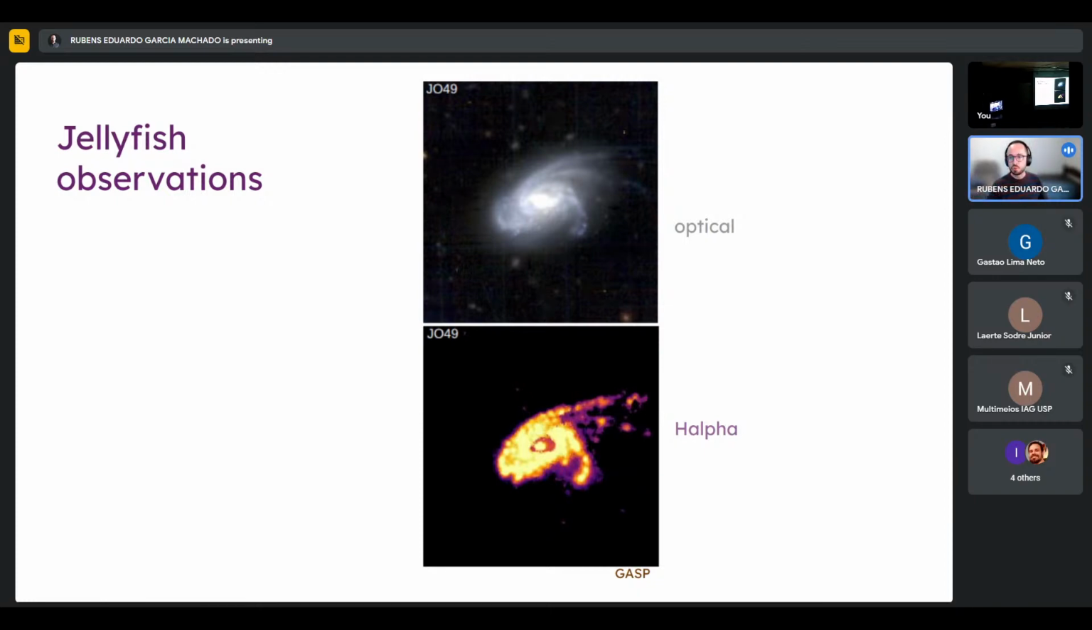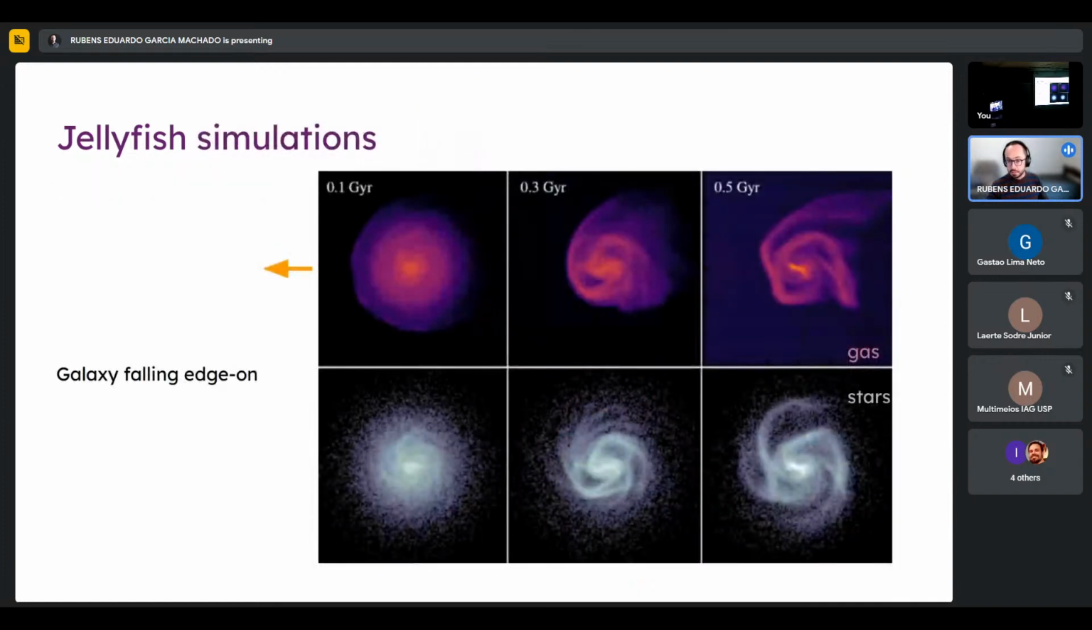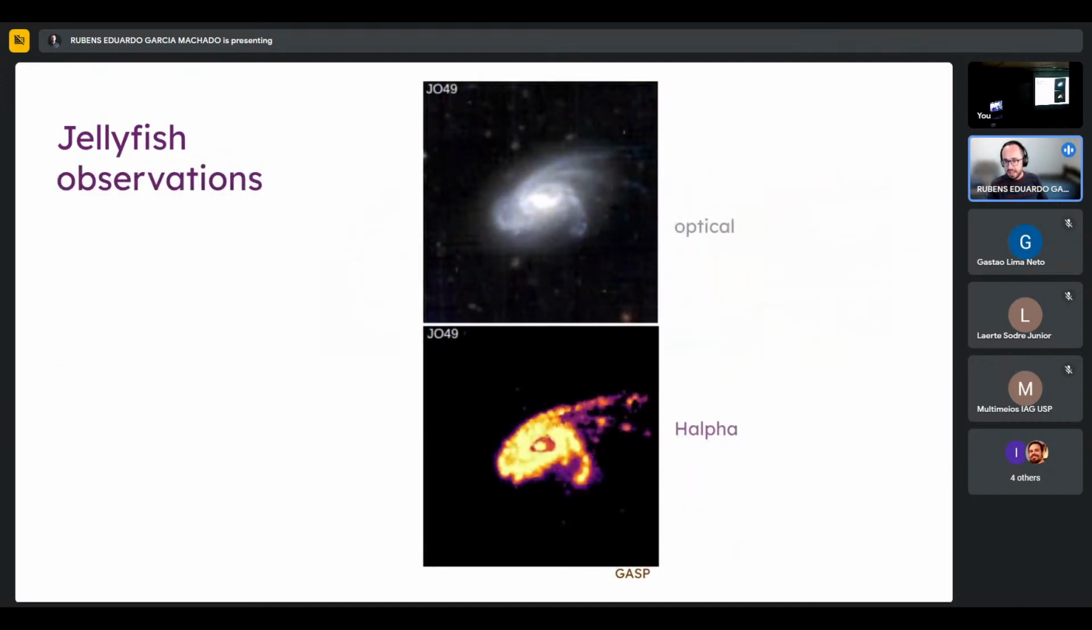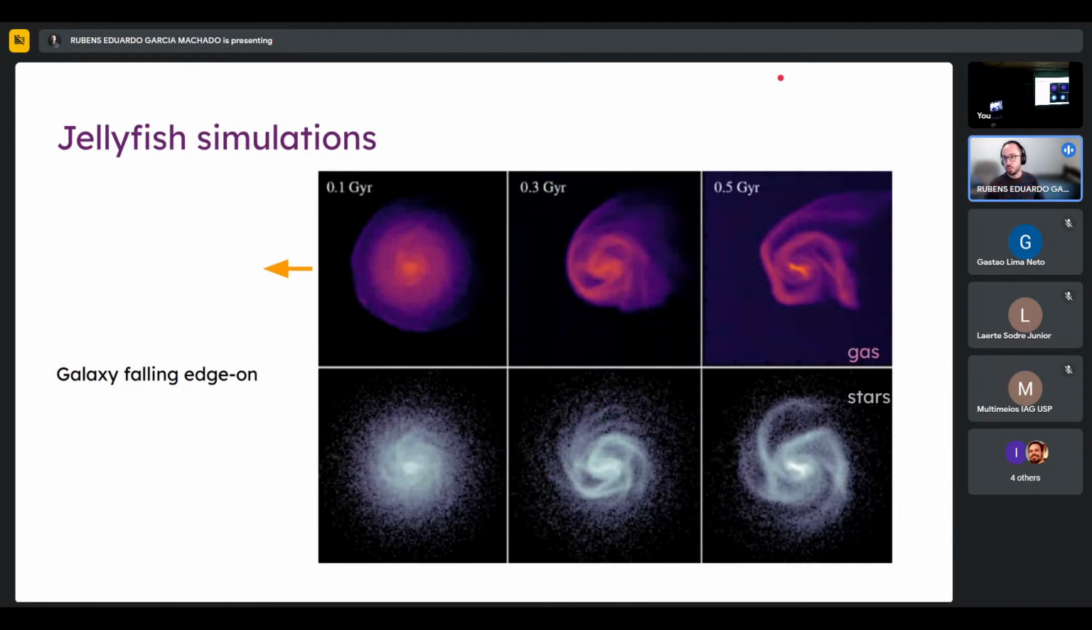So in the next slide, I'm showing not observations, but rather the results of some hydrodynamical simulations, just to illustrate the fact that the simulation was not particularly tailored to reproduce any specific observed galaxy. And yet it more or less resembles the kind of morphology that we see in this type of observed galaxy. Here also showing the simulated gas and the simulated stars. So in this example, this is the direction of motion of the galaxy. So it's moving in this direction, receiving the wind edge on.